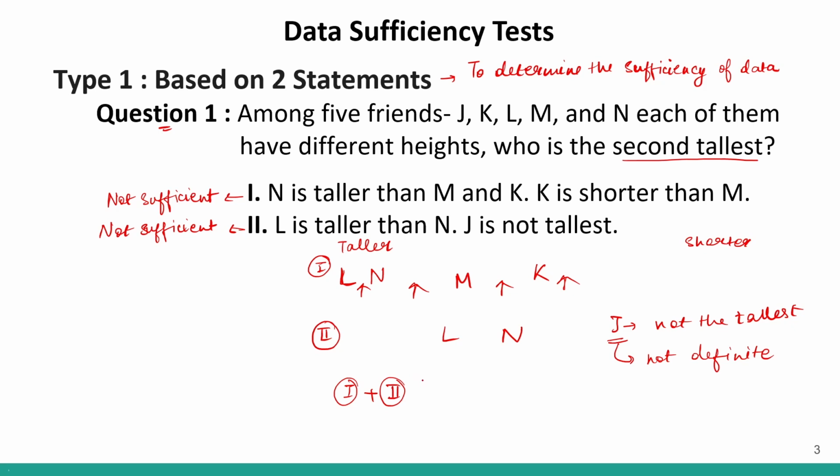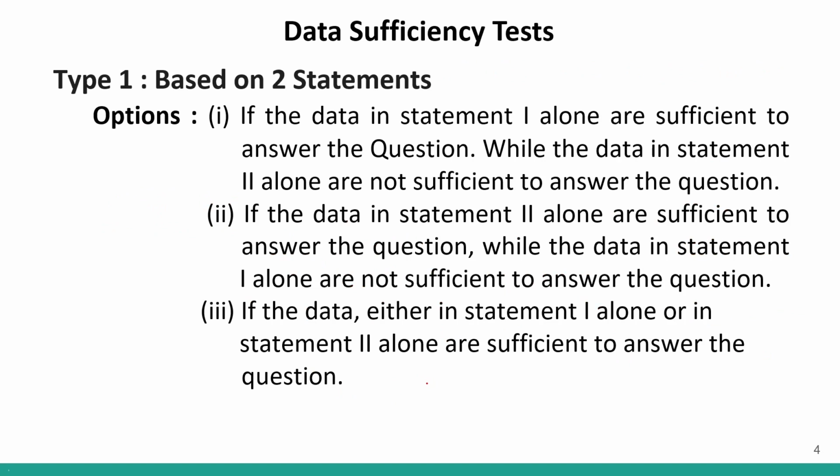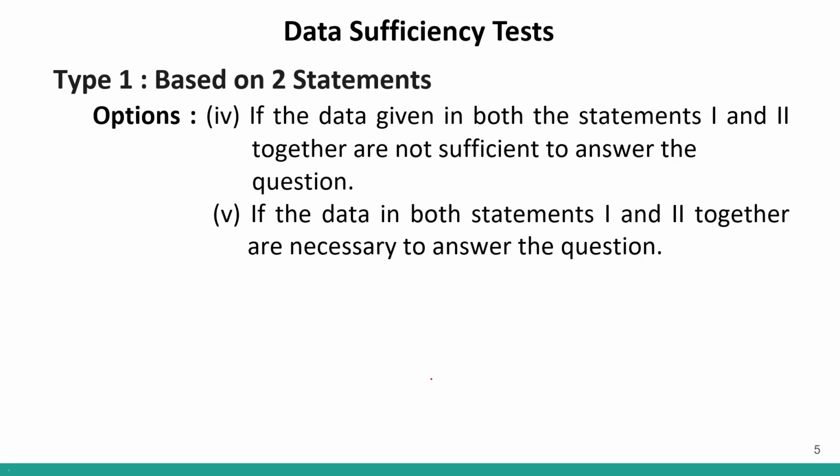So if I look at the options, my answer should be that neither statement 1 nor statement 2, even together, is sufficient to answer the question. Option number 4 says that the data given in both statements 1 and 2 together are not sufficient to answer the question. This will be my correct option. Option number 4. Clear?